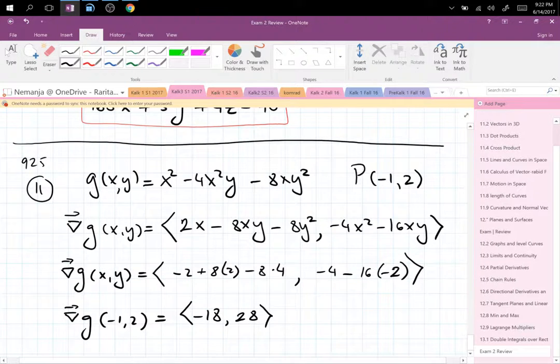This is the vector in the direction of steepest ascent. And you put the minus in front for descent. If you put negative 18 and negative 28. Yes. The negative goes in front of the whole thing, so both times.